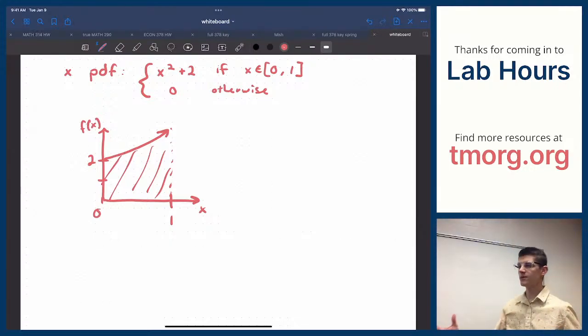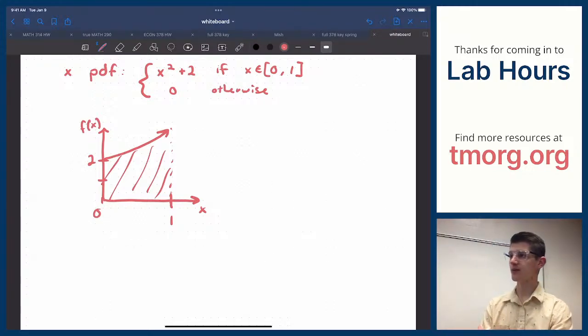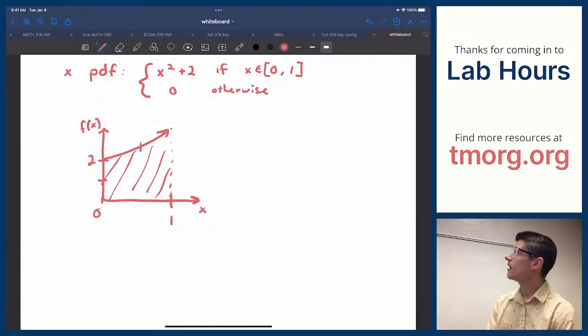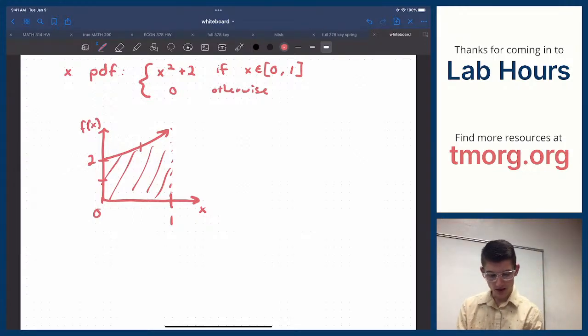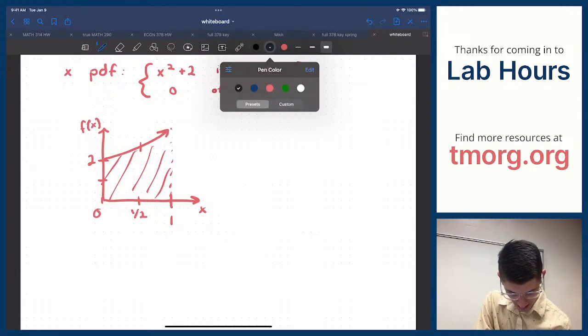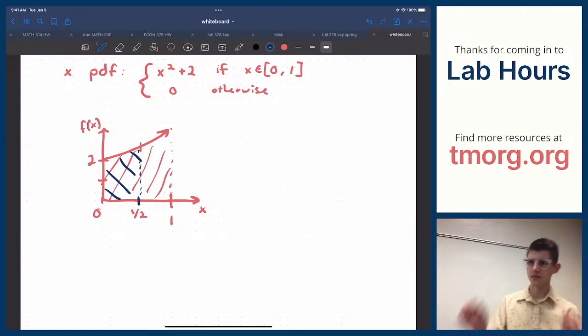Now, you probably didn't realize this while we were talking about PDFs in the past because we didn't graph them so often. But the whole reason that moving from a PDF to a CDF can give you probabilities is because you're integrating PDFs. If I want to find the probability that X is less than 1/2, then I want to find this area right here. Does that make sense?